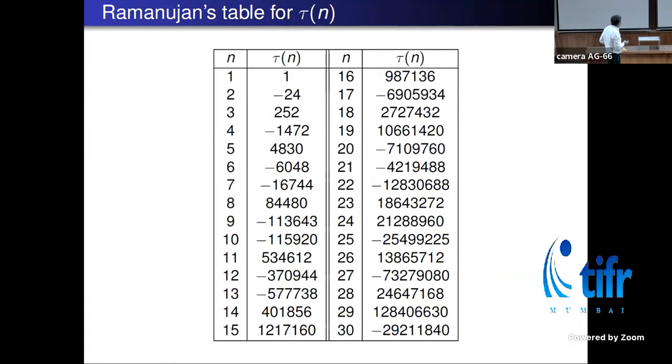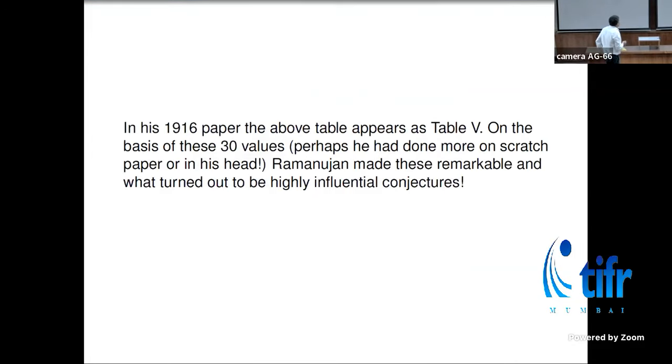Okay, so for example, in Ramanujan's paper, you can find a table of tau of n for the first 30 values of n. So it grows fairly rapidly. And on the basis of this, or perhaps he had probably computed more in his head or on scratch paper, he made these conjectures. These conjectures have turned out to be pretty influential.